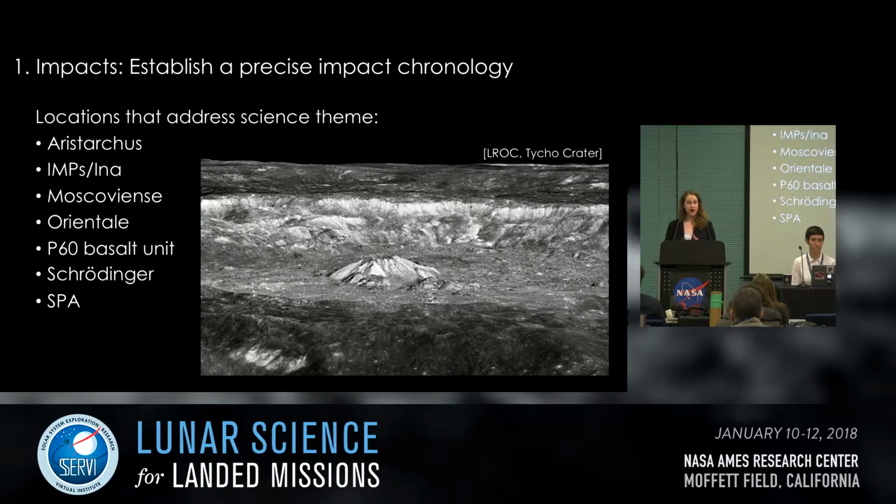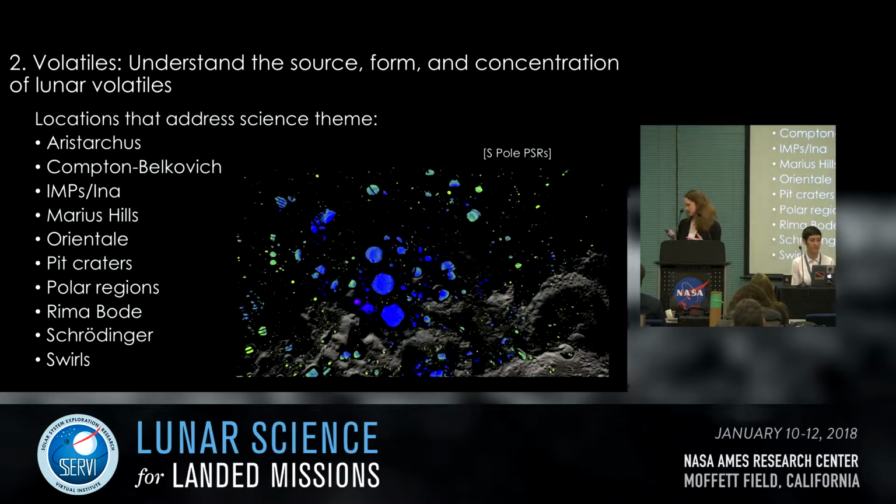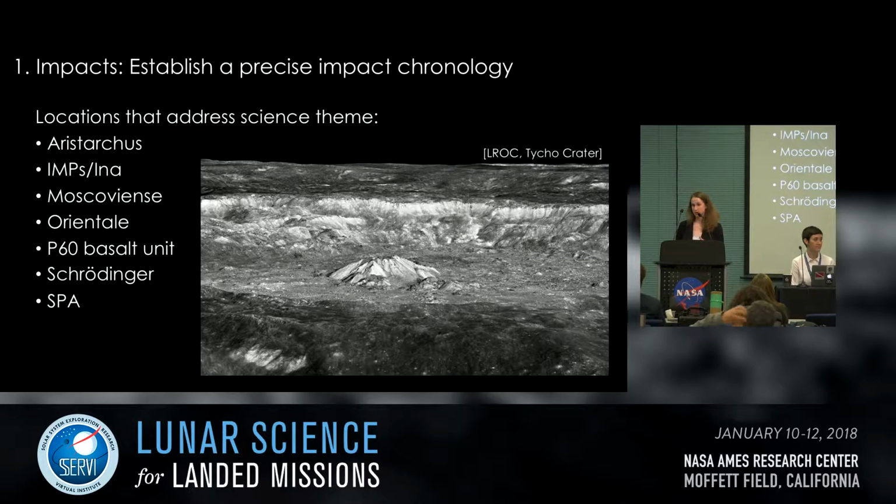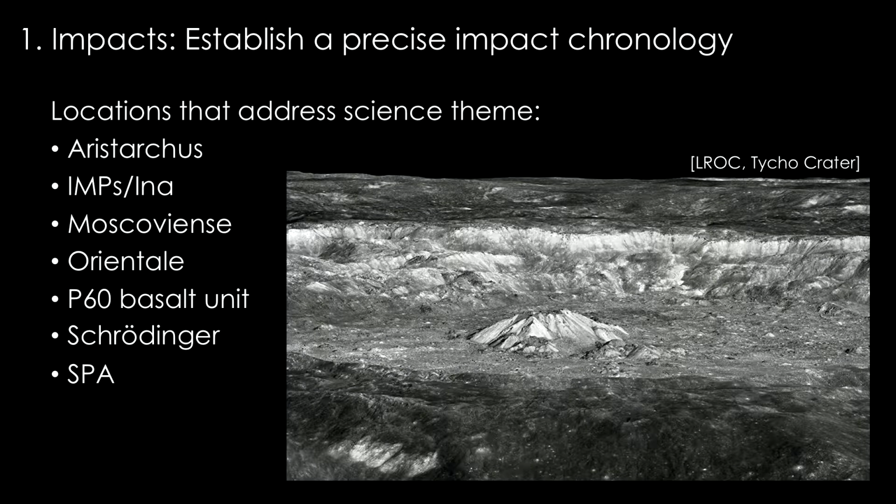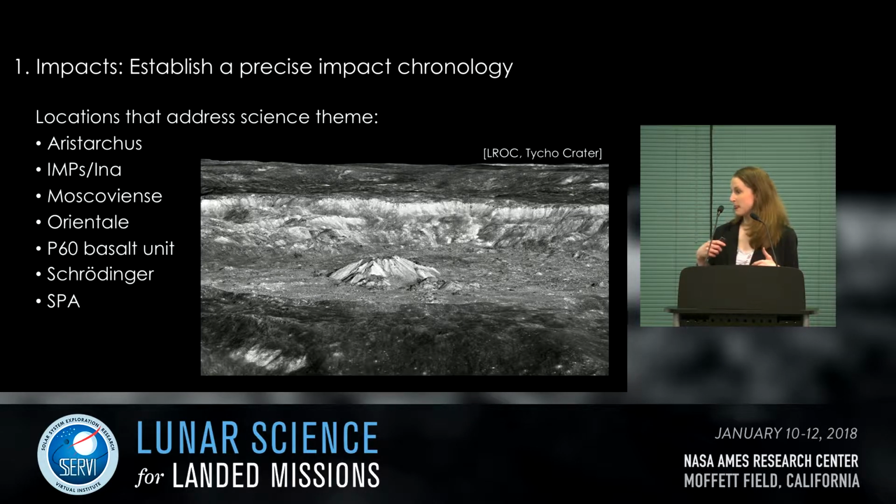So first, for impacts, we heard that it was important to establish a precise impact chronology. And it seemed imperative that we nail down both the old end of the impact chronology by visiting places such as South Pole Lake and Basin, and that it was also important that we visit really young lunar sites, such as the P60 basalt unit just south of Aristarchus. And we also have these really interesting sites, the irregular Mare patches, which have been proposed to be both young and old. So there's a lot of important sites we need to visit to help nail down the entire chronology.